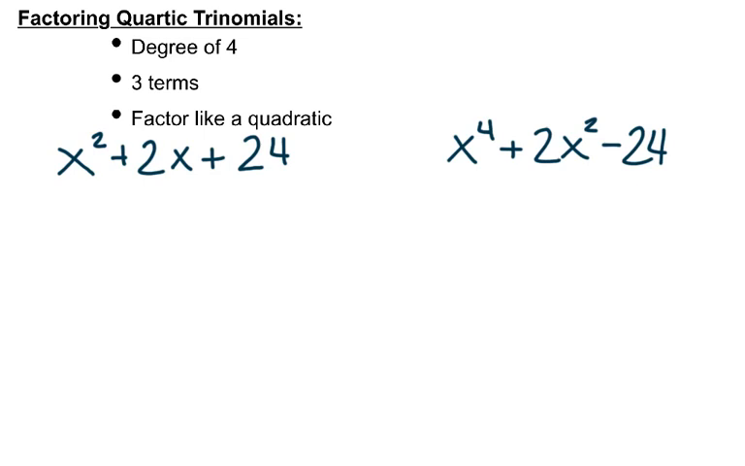Okay, so if you have these three things going on, a degree of 4, 3 terms, you're going to factor like a quadratic. So we already did this several times. You've done this for 2-3 years now.